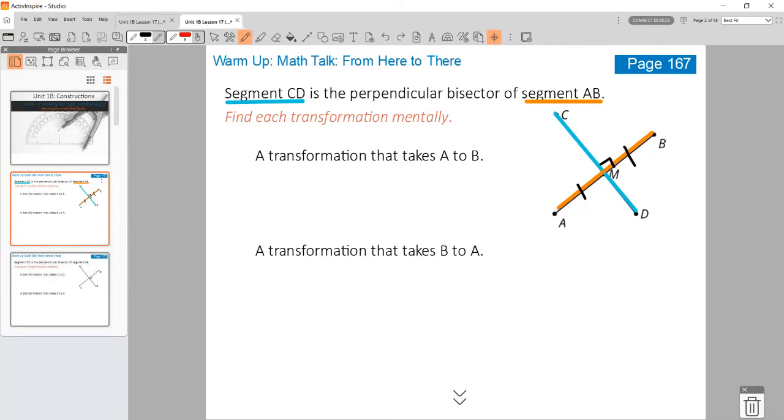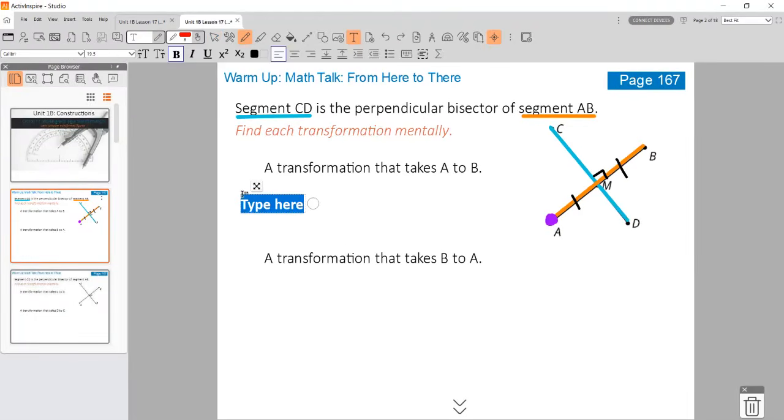So there's a lot of different ways that we could do these, okay, especially A to B and B to A because of this perpendicular bisector. So when we're talking about how could we take point A over to point B? Well, one thing we could do is translate it, right? So we could just translate it along this line segment. And so the way that we would write this out, okay, so if we were going to type this out, or if you were going to write this, you would say translate.